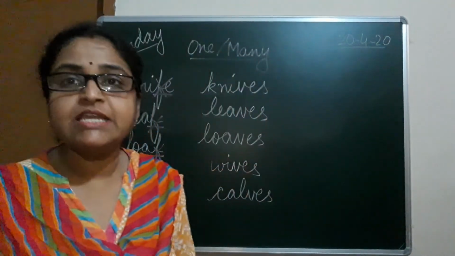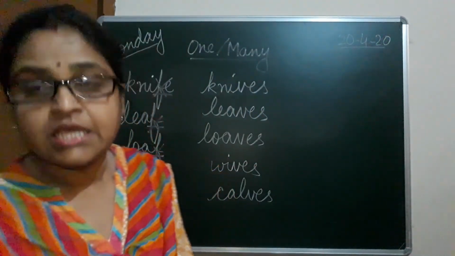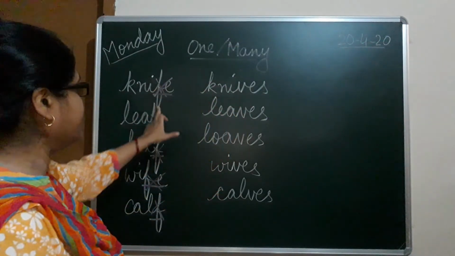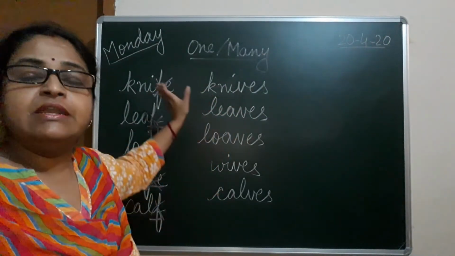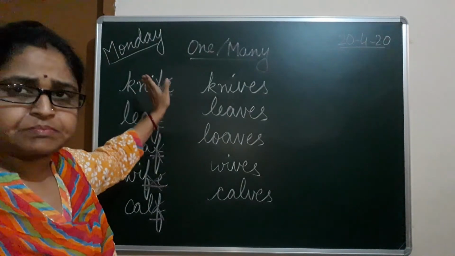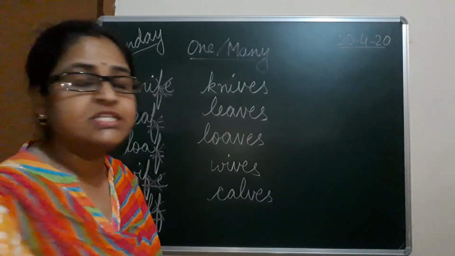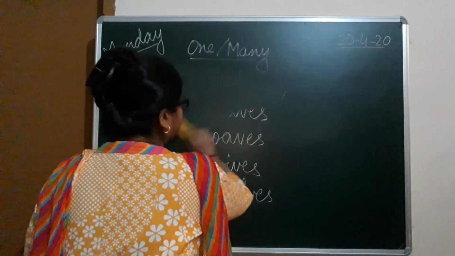Okay, now I think you must have understood this, that when the word ends with FE or F, then we remove those letters and add VES to make those words plural, if you have to make those words plural.